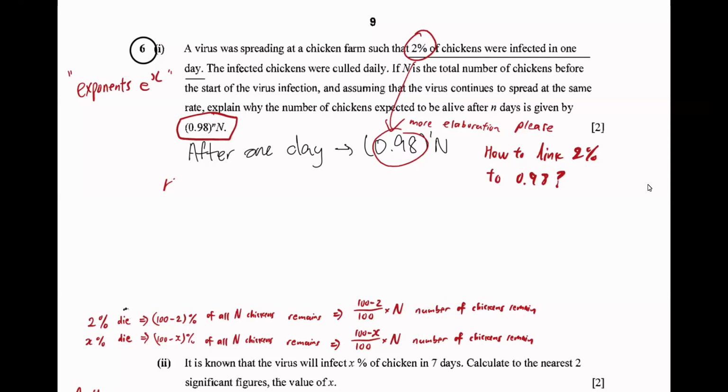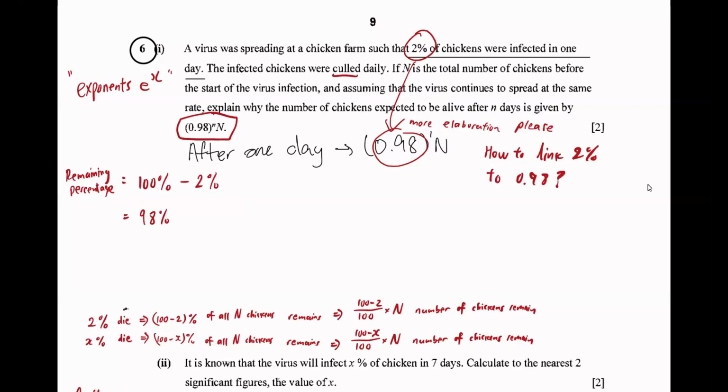What you need to elaborate more on is how you link the 2% here to 0.98. A simpler explanation would be: you start off with 100%. Then 2% get infected and they are culled daily, meaning they are killed. So you have to subtract away 2%. This gives you 98%. You can think of it as the remaining percentage. Maybe here's one way to present it: remaining percentage equals 100 minus 2, which is 98%. To present it nicely, put the equal signs along the same column.